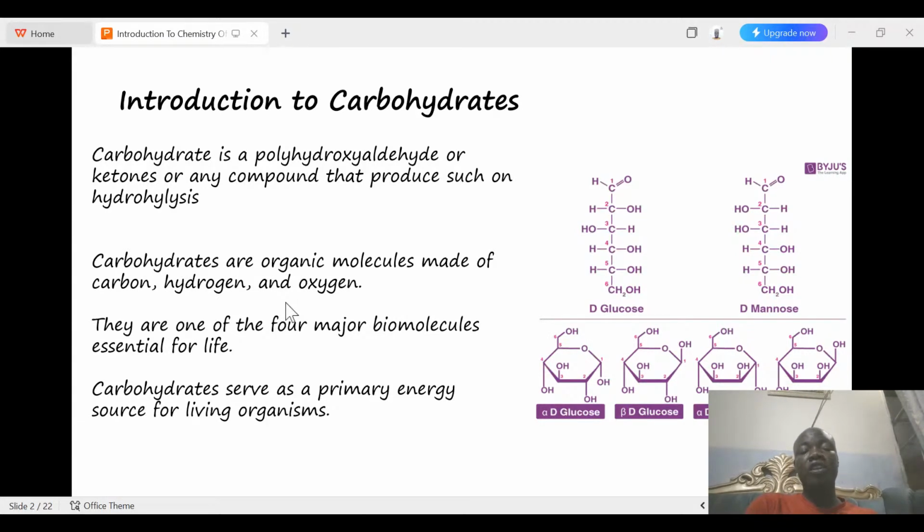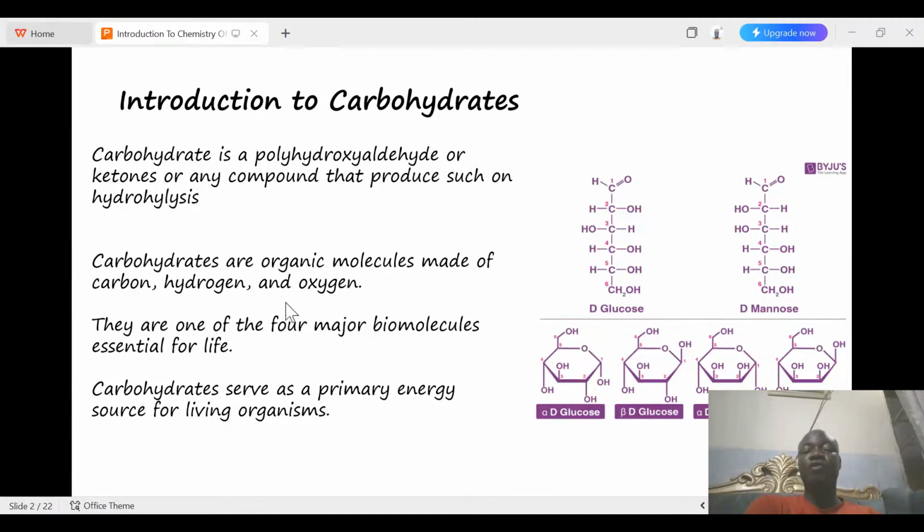The functional groups of carbohydrates are aldehyde and ketone. So the aldehyde functional group and the ketone functional group are the basic functional groups that are found in carbohydrate. So please don't forget about this. The basic functional groups of carbohydrates are aldehyde and ketones.